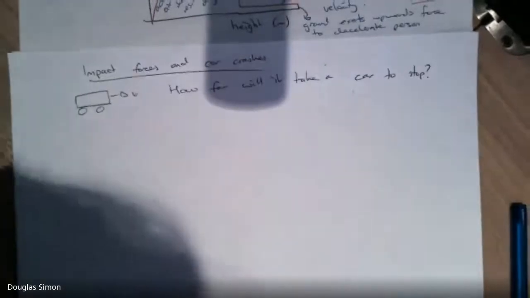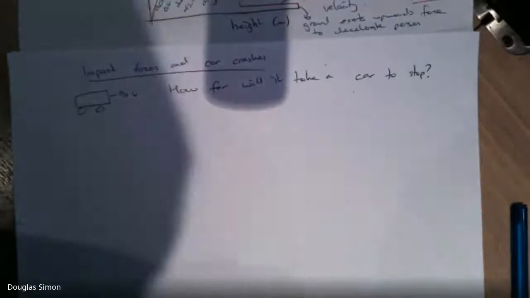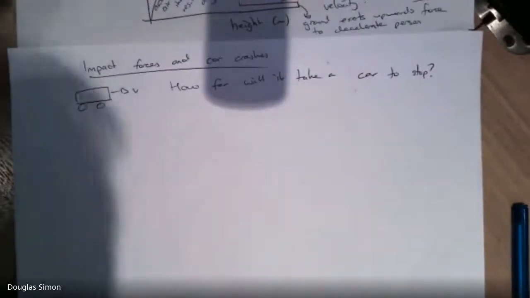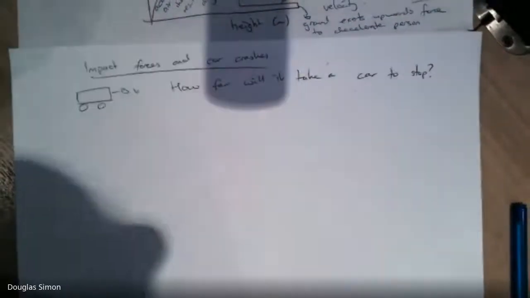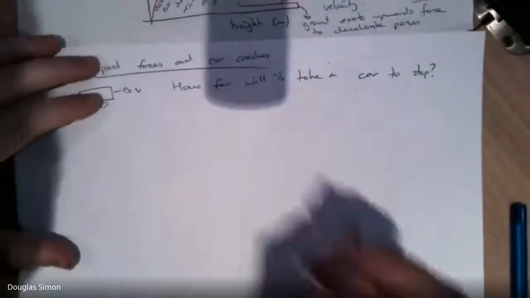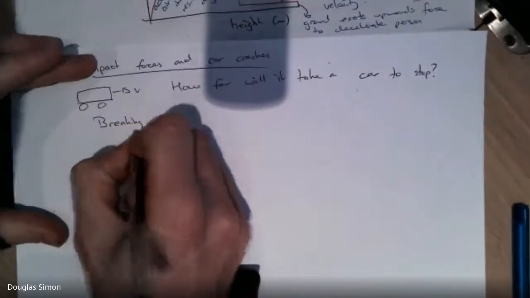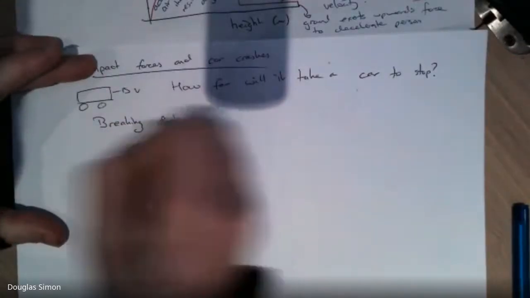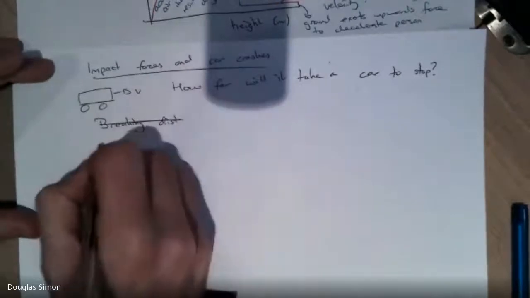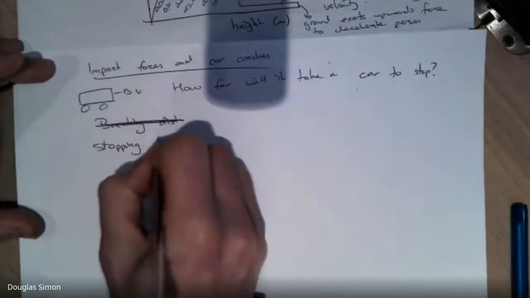This is always the bit of GCSE where people are a bit like, oh, this is really boring, but actually it's quite useful. A lot of you probably are going to want to learn to drive in the next couple of years, and this is basically on the driving test. So how far does it take a car to stop? That's known as the stopping distance.